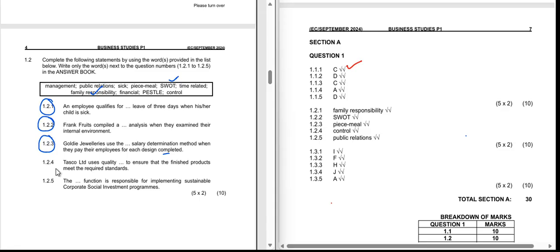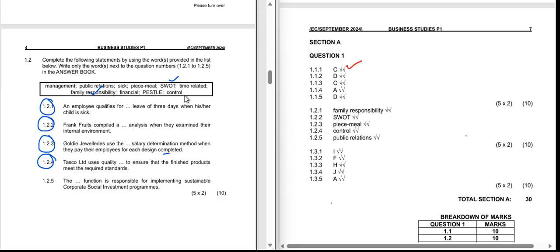Let's look at 1.2.4. Tasco Limited uses Quality Dash to ensure that the finished products meet the required standards. So this is quality control. This is where our control is. So that's the answer for this one.